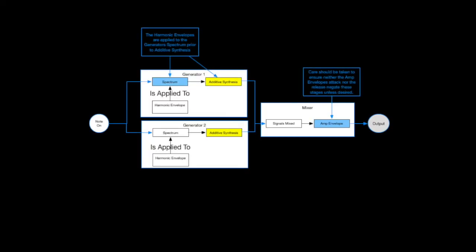Basically, the harmonic envelopes are amplitude envelopes applied to each harmonic before the spectrum's harmonics are added together to create the waveform or sound. The harmonic envelopes are applied prior to the amplitude envelopes, so care should be taken to ensure the envelopes are not masking each other. For example, if you have programmed longer release times in the harmonic envelope and a very short release time in the amplitude envelope, you may not hear the detail of the harmonic envelope.